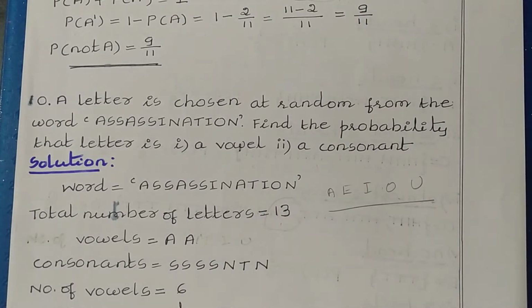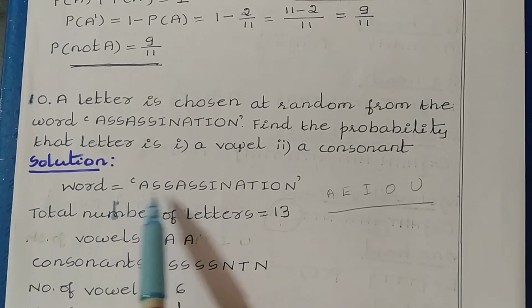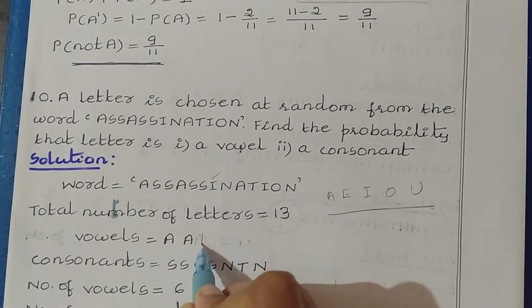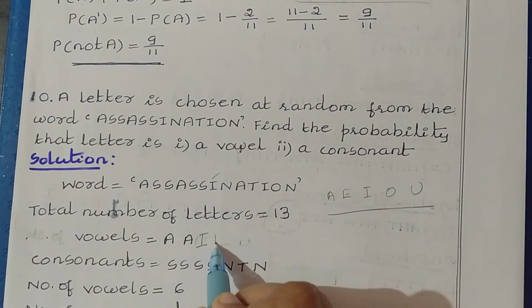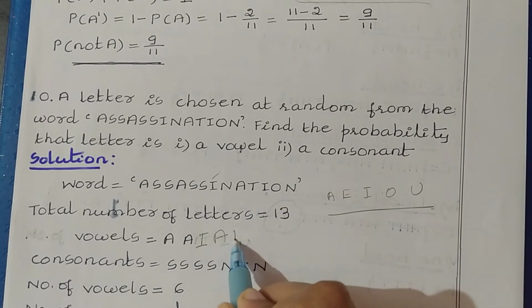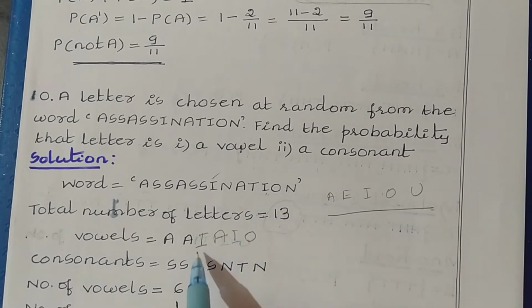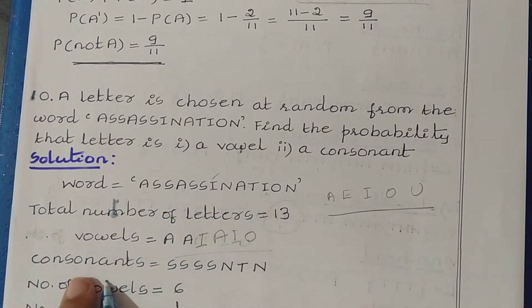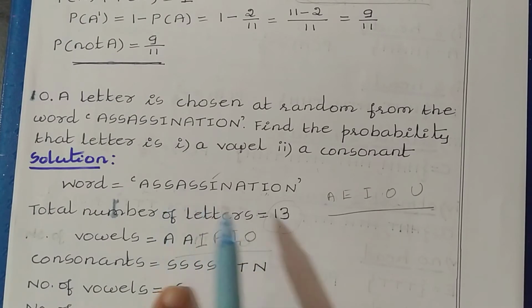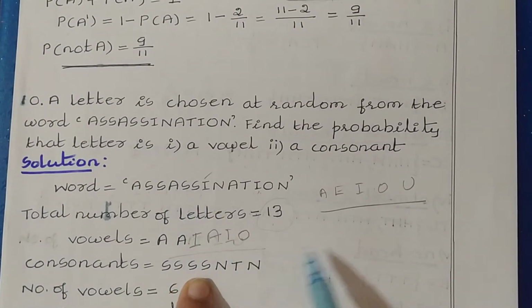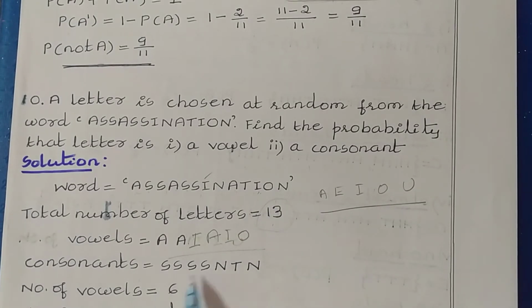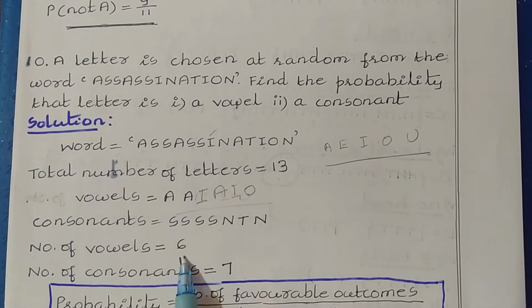Next here let us see the vowels. So here you can see here A we have. So A, then A, then we have here I. So I, then A is there again, one more A, and then here we have I, then we have here O. So totally here we have 6 vowels. Then the remaining letters forms the consonants, S, S, S, S, then N, T, N. So here we have totally 7 consonants and 6 vowels.